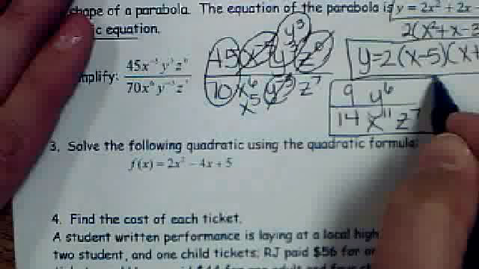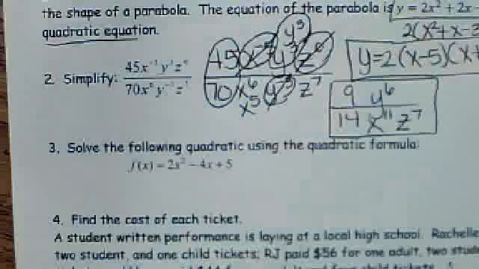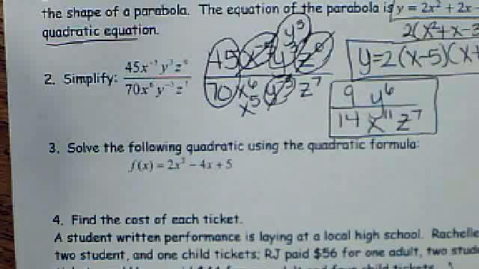So I took it thing by thing by thing. I started with the negative exponents, then I reduced the numbers, then I looked at my x's, my y's, then I looked at the z's, and I just reduced everything.